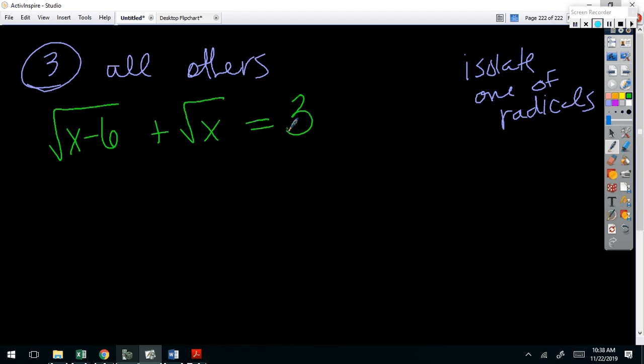Okay. Here's what I need to do. I need to get at least one of the radicals by themselves. It doesn't really matter which one. I'd probably move this one over here. So subtract it. Okay, so we're going to get one by itself. Now the only thing to do is to square both sides to get rid of the one on the left, right?